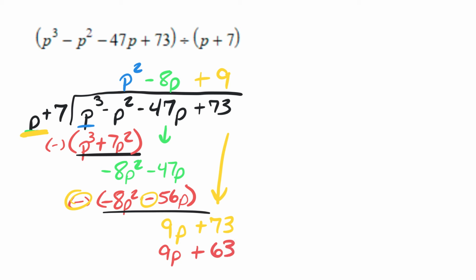So here we go, 9 times p, 9p, 9 times 7 is 63. So those did not match. So we know we're getting a remainder, but we knew that from the beginning. So this remainder would be 10. And the way that we write that remainder is we take the 10 that did not get divided by what everybody else did. Everybody else got divided by p plus 7 except for that remaining 10, so we need to divide it to make it fair. So there's our answer across the top.